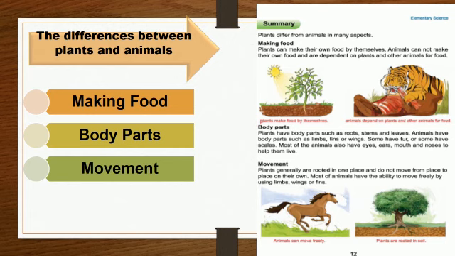Body parts. Plants have body parts such as roots, stems, and leaves. Animals have body parts such as limbs, fins, or wings. Some have fur and some have scales. Most animals also have eyes, ears, mouths, and noses, which help them to live. Movement. Plants are generally rooted in one place and do not move from one place to another on their own. Most animals have the ability to move freely using limbs, wings, or fins.